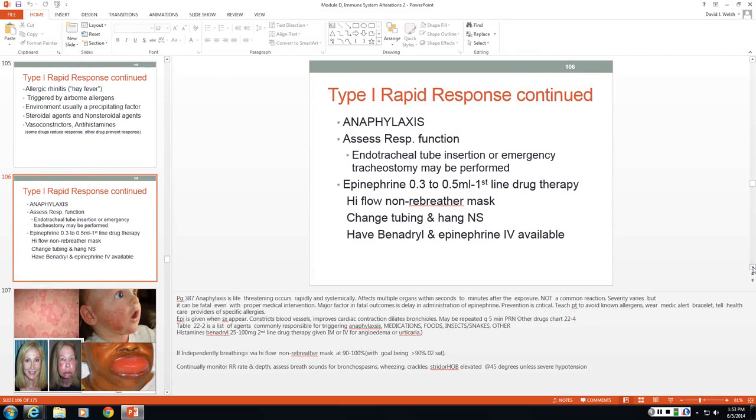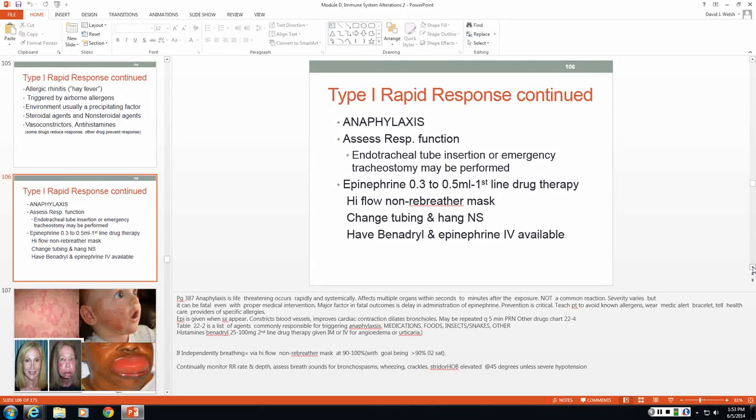So type 1 rapid response, we're going to talk about anaphylaxis now. Anaphylaxis is life-threatening. It usually occurs rapidly and systemically. It affects multiple organs within seconds to minutes after exposure. It's not a common reaction, and severity varies, but it can be fatal even with proper medical intervention.